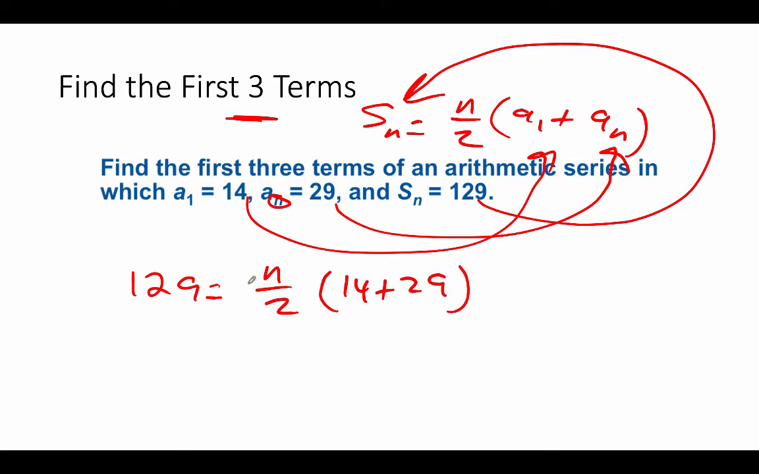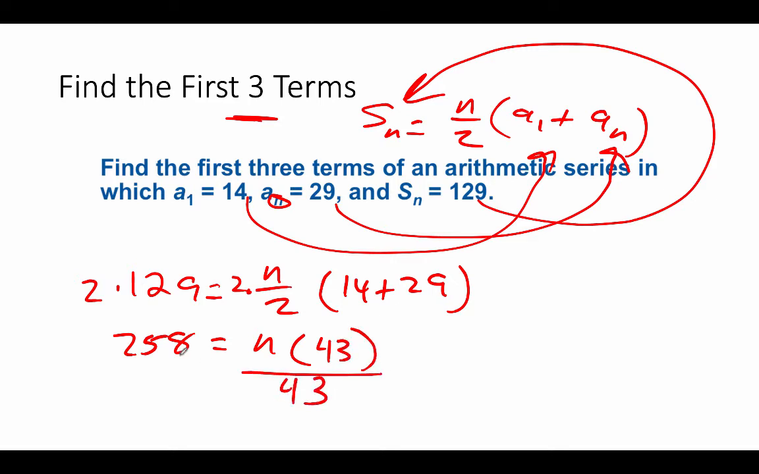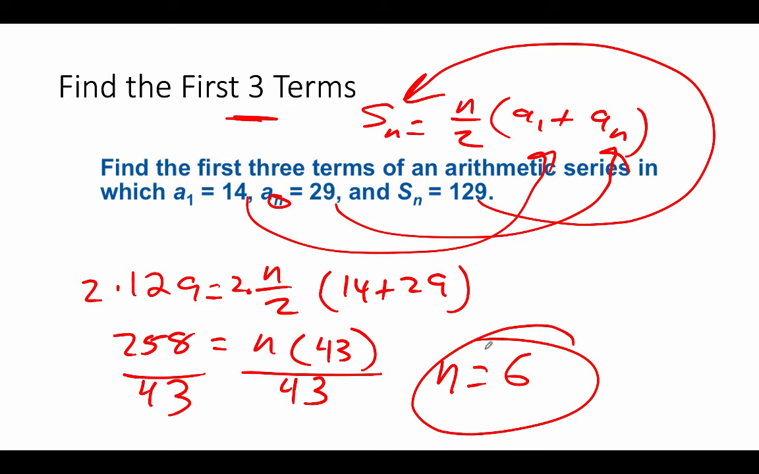Pro tip, no one likes fractions. How do you clear a fraction? Multiply by 2. That would be 258 equals n times 29 plus 14, which is, what, 43? So I'm going to divide by 43. It goes pretty quick. So 258 divided by 43 is 6. This is the sum of 6 terms. Got me to 129.